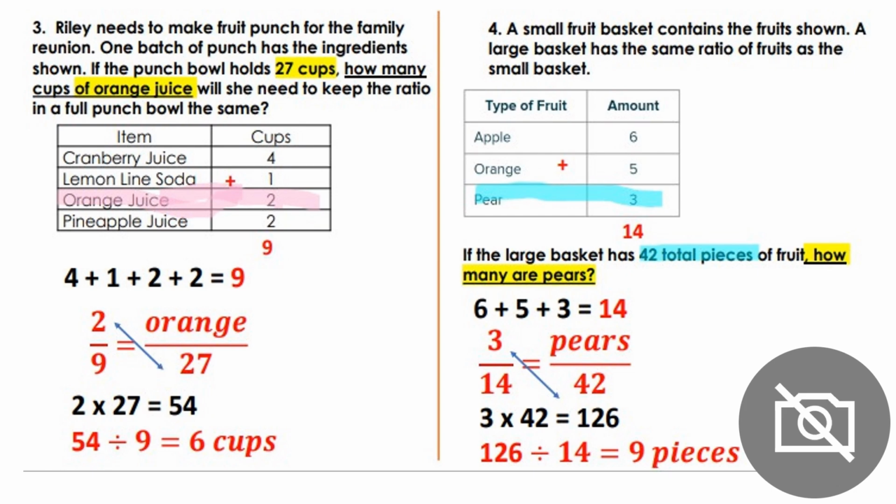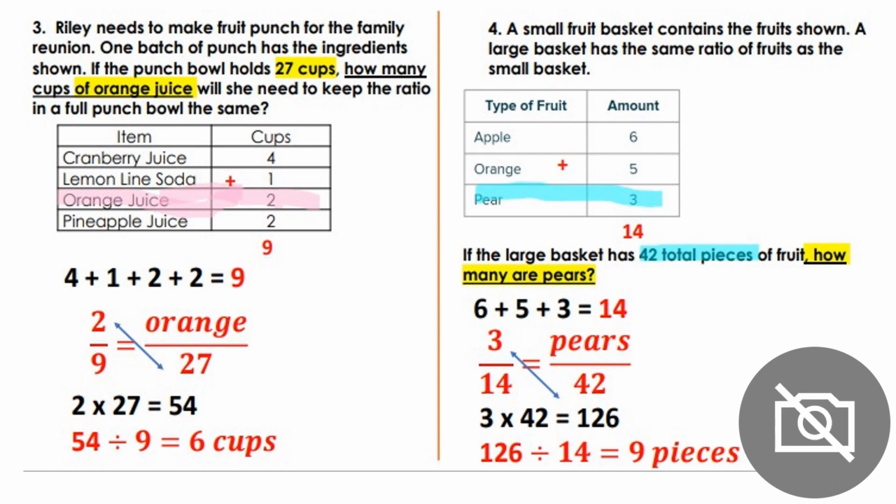Okay, see here. Really needs to make fruit punch for the family reunion. One batch of punch has the ingredients shown. If the punch bowl holds 27 cups, how many cups of orange juice will she need? So these are the two things we need. The total capacity of the bowl is 27. We have to find how much orange juice we need.